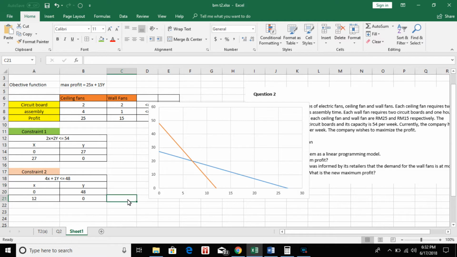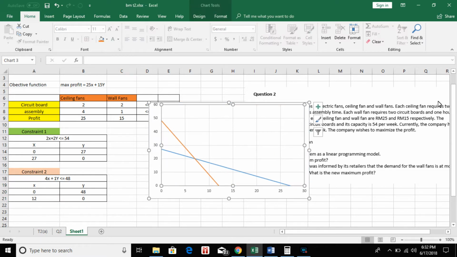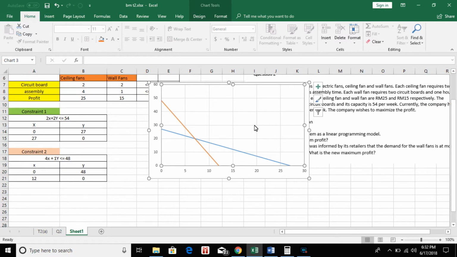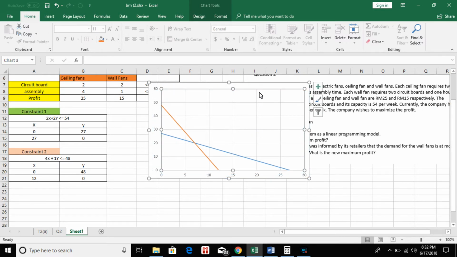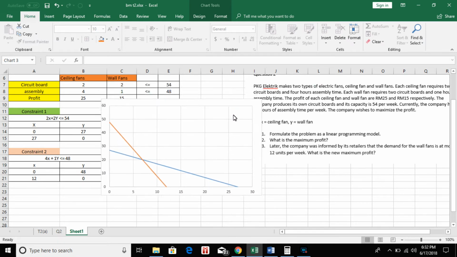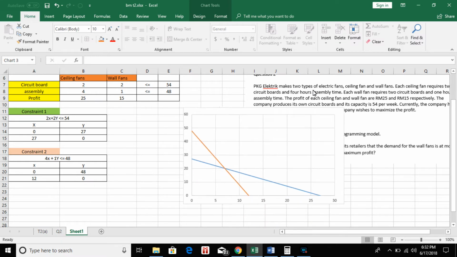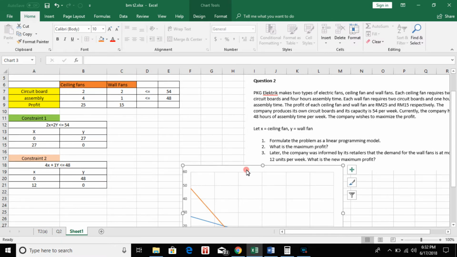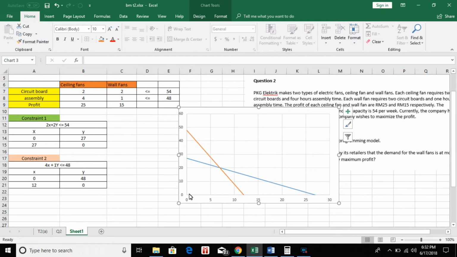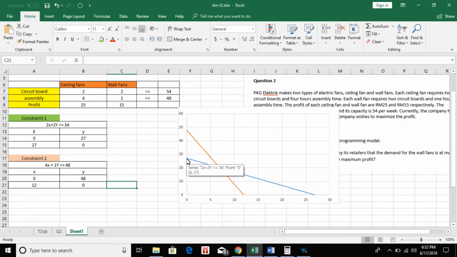These are our two constraints and we are done with the graph. Now we have to formulate the profit. What is the maximum profit? So we have to find the optimal solution on which we are getting higher profit. So basically with this graph we got 3 points. One is here right at the corner, second is here, third one is here, and fourth one is here.